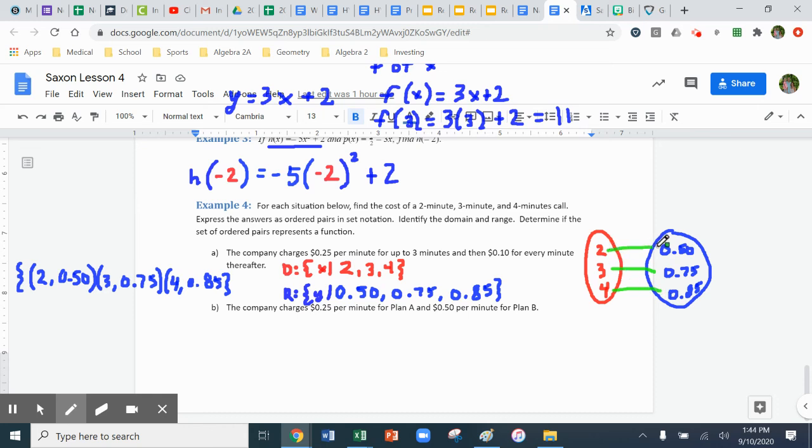So each x value maps with only one y value. So the mapping is consistent, only one in each. So this one is yes, a function.